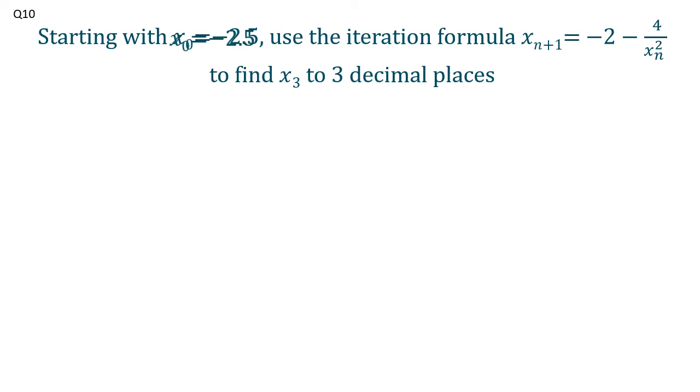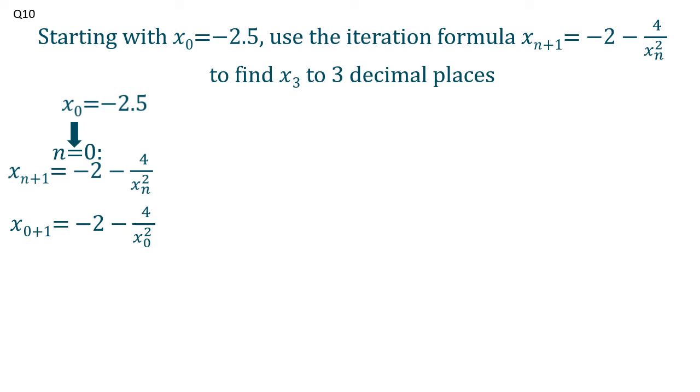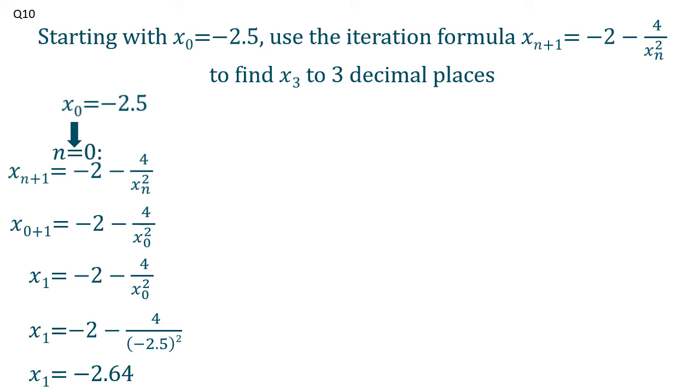We've been given x0 equals minus 2.5 in the question, so we know n equals 0. Substitute all the n's for 0 in the iteration formula. We know 0 plus 1 equals 1, so we can see we are calculating x1. As we were given x0 equals minus 2.5, we can substitute that in. We're now going to put this in the calculator, getting x1 equals minus 2.64.